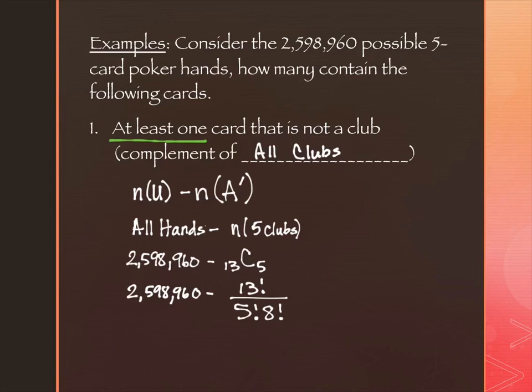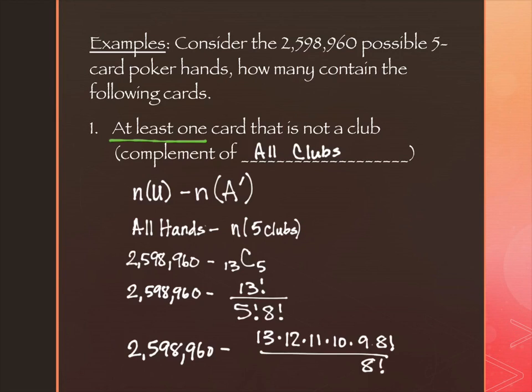So I'll keep writing my 2,598,960 out. I'd have my 13 factorial on top, so I'd multiply 13 down to 8: 13, 12, 11, 10, 9, and 8 factorial over that 8 factorial, and then 5, 4, 3, 2, and 1.